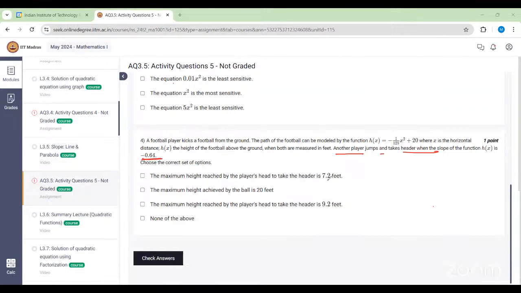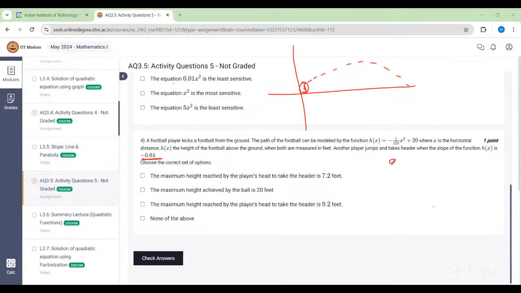Okay, so now what are the things we want to answer? The maximum height reached by the player's head to take the header is 7.2 feet. So what will be the height that the player who wants to take the header can reach? First of all, we try to calculate the maximum height of the football, that is, how much height this particular football can go. This is determined by this particular formula. We know that we get the maximum height at the vertex, right? So we try to find the vertex of this particular parabola.